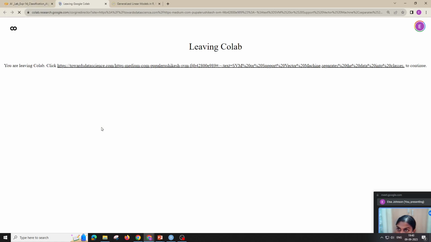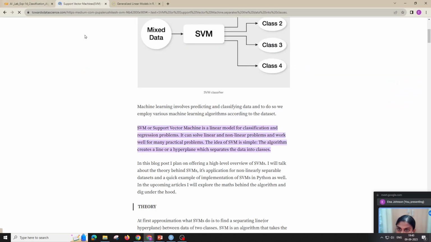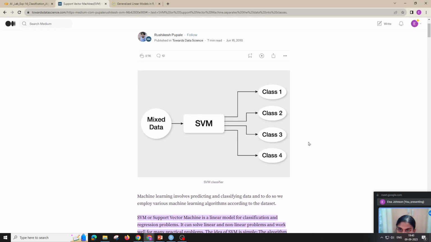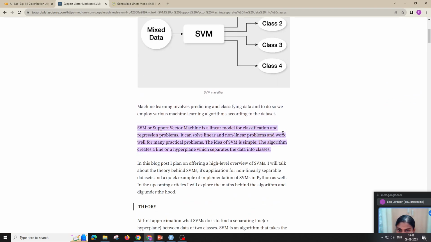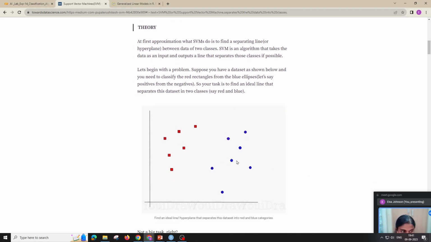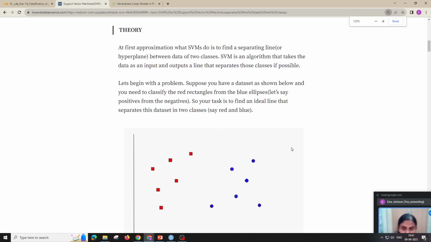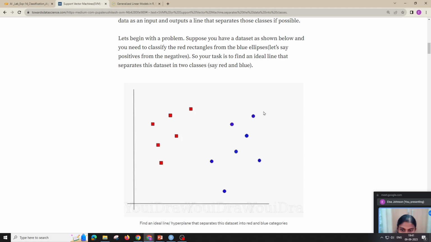Support vector machine is a linear model for classification and regression problems. This is another linear model; you have already seen logistic regression also. The idea is simple. The algorithm creates a line or a hyperplane which separates the data into two classes. You can see that there are two different sets of points, I just increased the size.